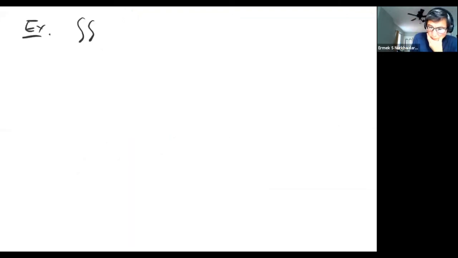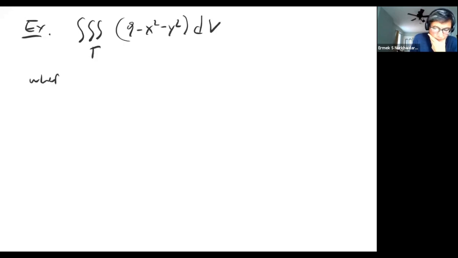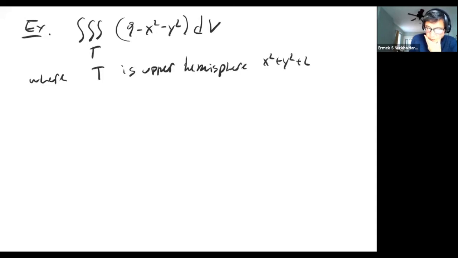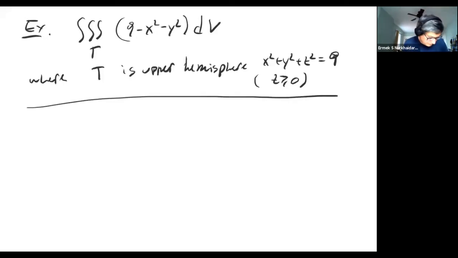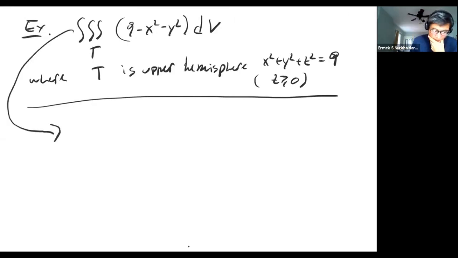We have the triple integral over T of 9 minus x squared minus y squared dV, where T is the upper hemisphere x squared plus y squared plus z squared equals 9. And upper, we assume that z is greater or equal to 0. So we're going to be switching to spherical.